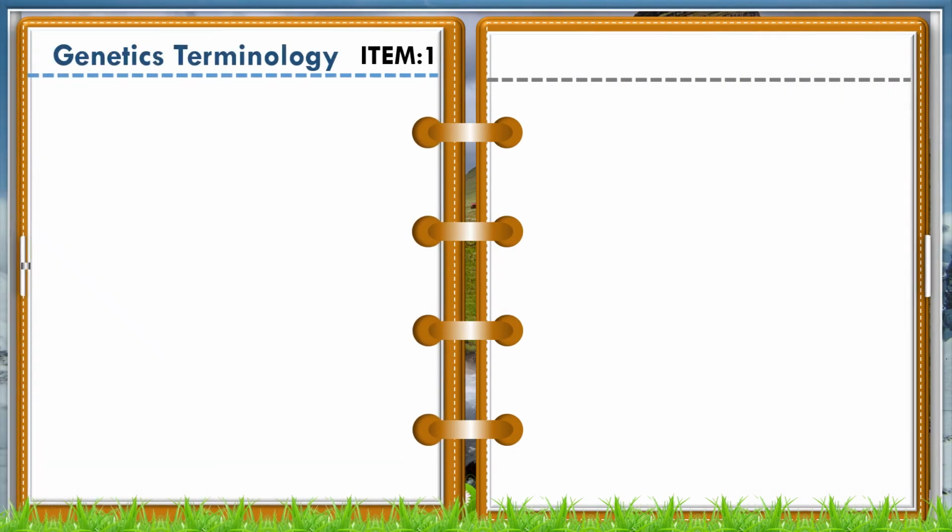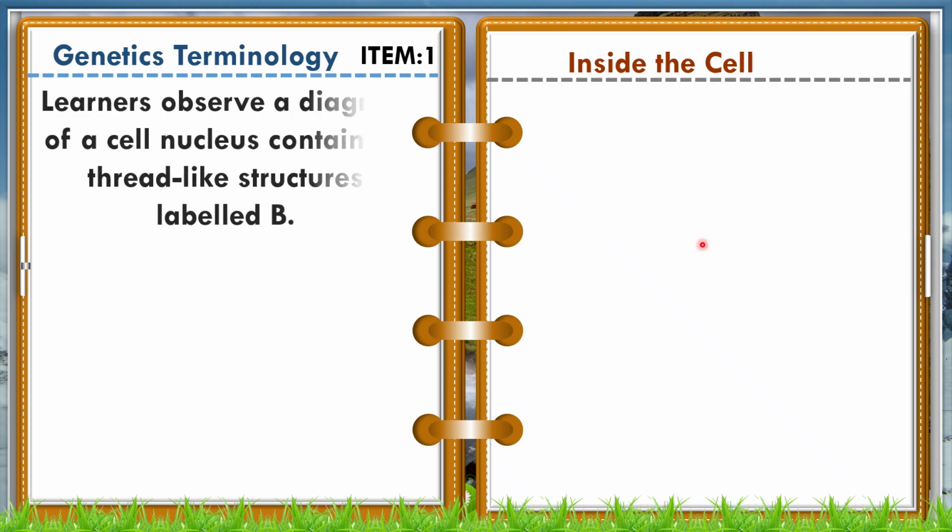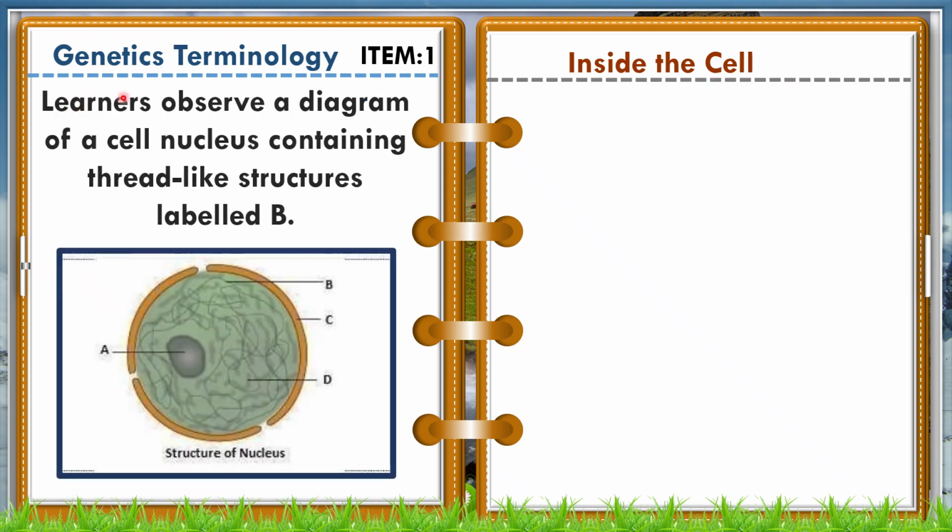Genetic terminology, item 1. We are going to look at inside the cell. Learners observe a diagram of a cell nucleus containing thread-like structures labeled B.